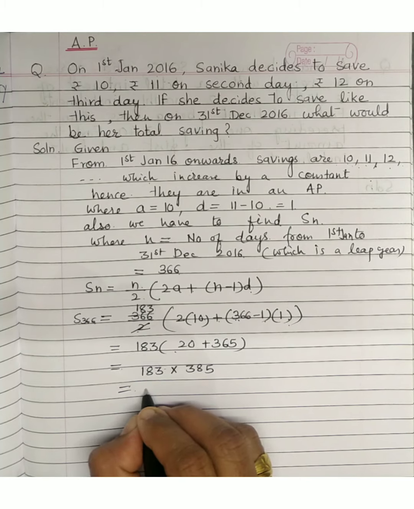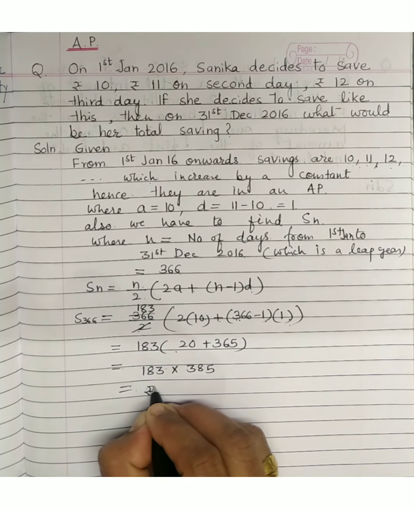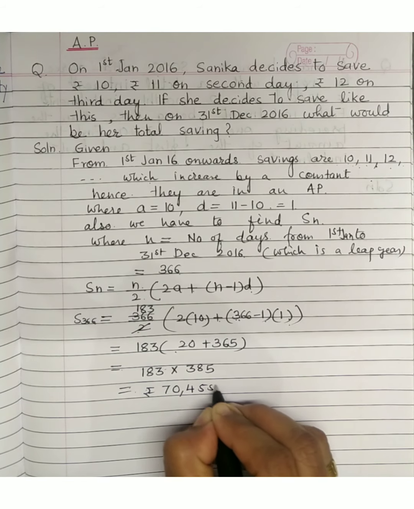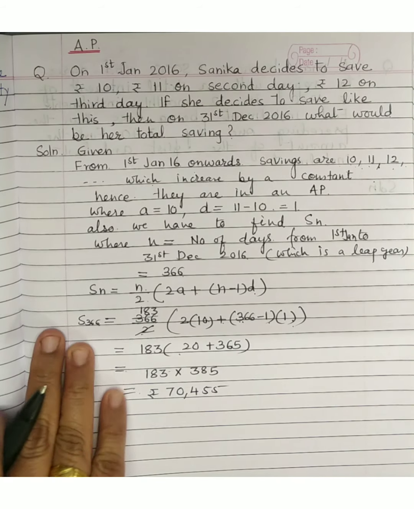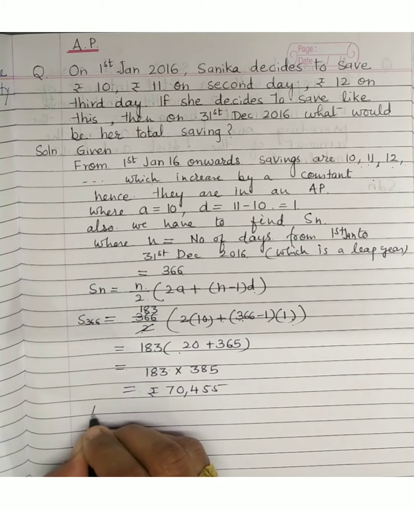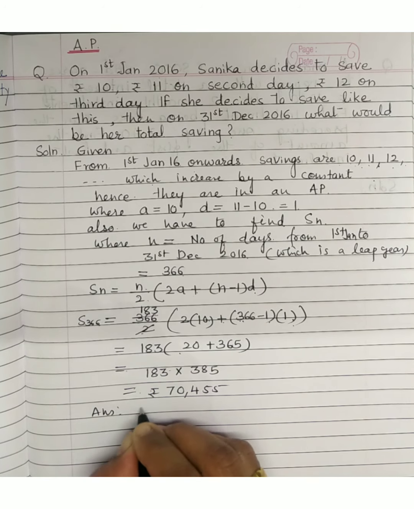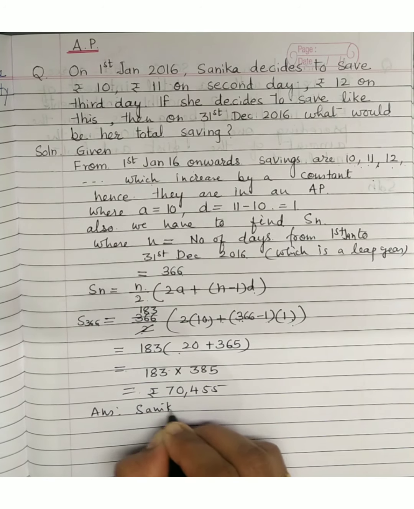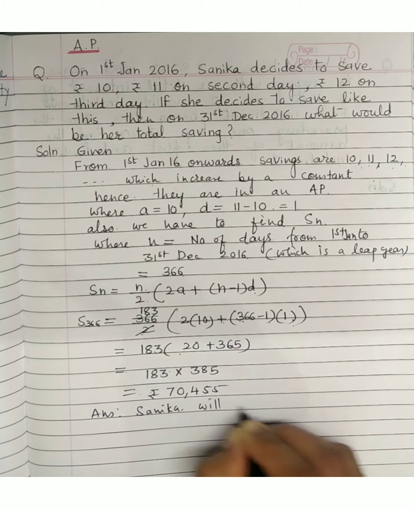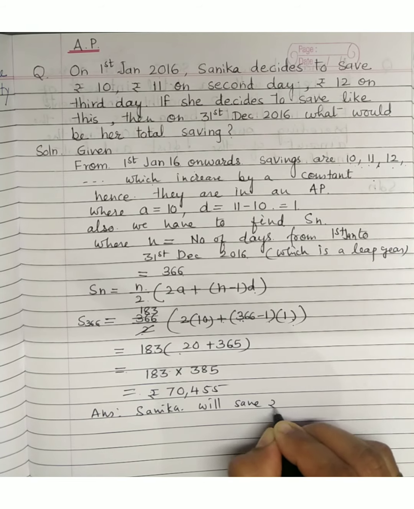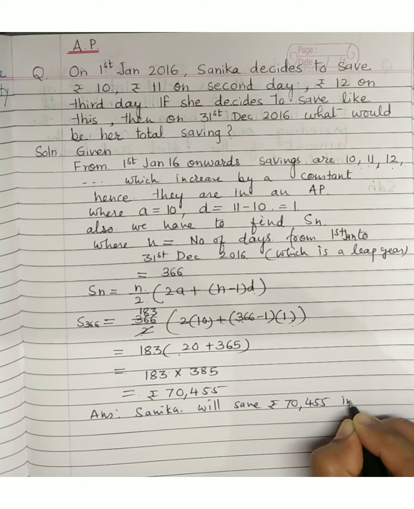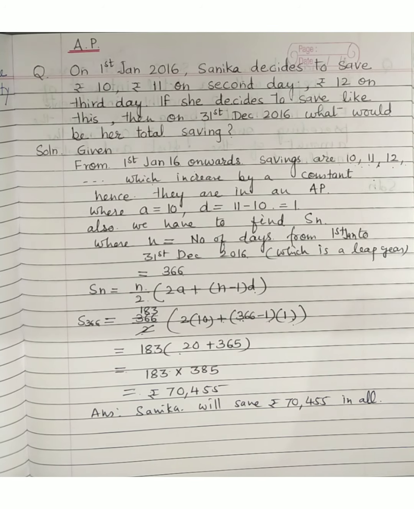I am writing here directly, you can work out and check that it is rupees 70,455. So how much she has saved in all these 366 days? This is the amount. And don't forget to write the answer statement. Who is she? Sanika will save rupees 70,455 in all. Clear?